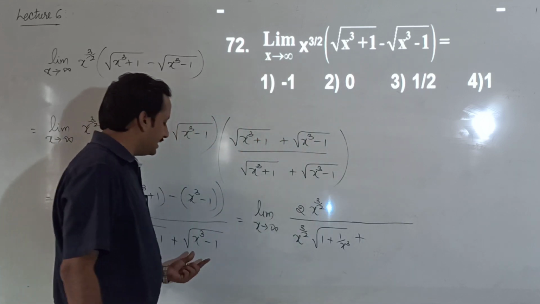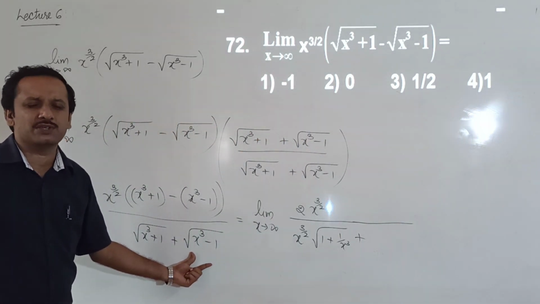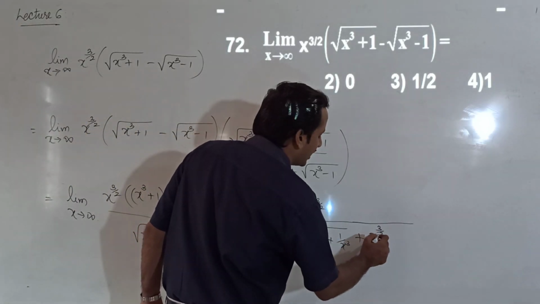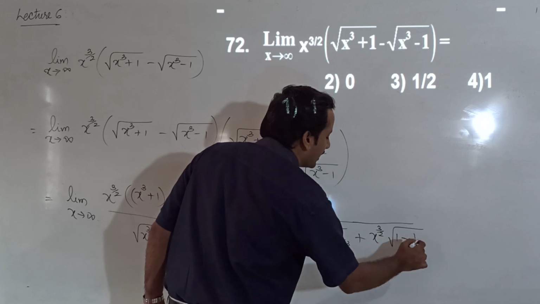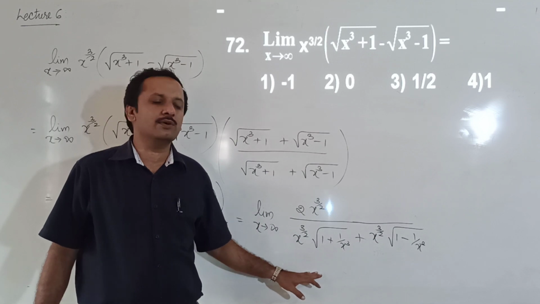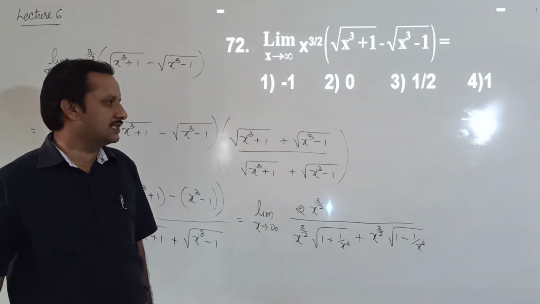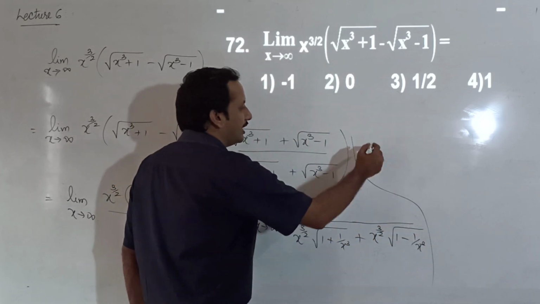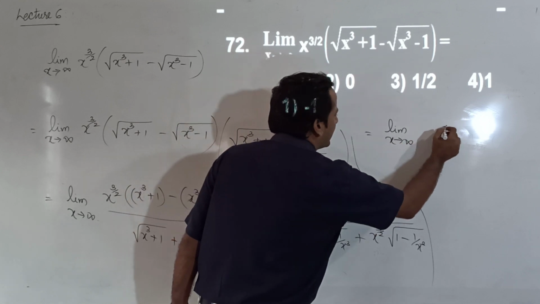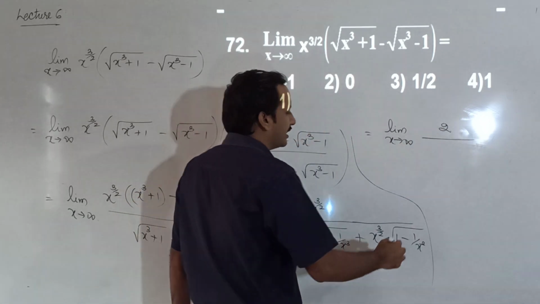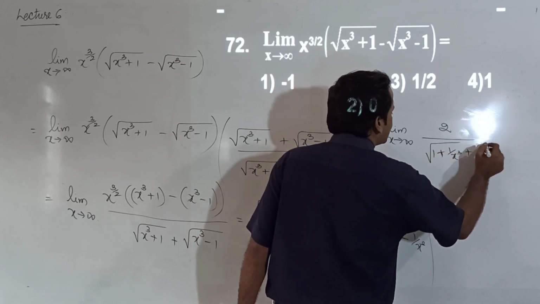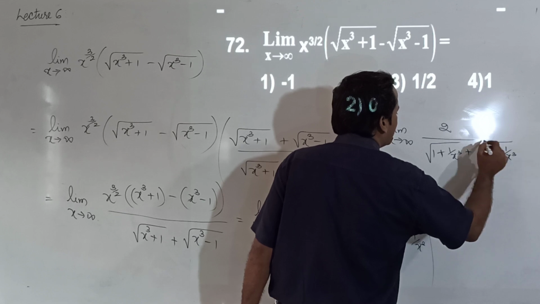I do the same thing in the next term also. Here also I am taking x cube as common. When that x cube goes outside the root, it will become x to the power 3 by 2 into root of 1 minus 1 by x cube. Now in the denominator I will take x power 3 by 2 as common. Then this x power 3 by 2 gets cancelled. After that we are left with limit x tends to infinity. Numerator contains 2 and the denominator contains square root of 1 plus 1 by x cube plus square root of 1 minus 1 by x cube.